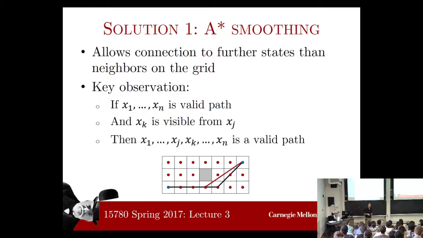then x1 to xj, then jumping to xk and continuing on the old path is still a valid path. So the idea is we can basically cut corners by saying, okay, we have this path, but now it's doing these twists and turns. Maybe you can just take a shortcut and make it shorter than before. It's a very simple idea, and the idea would be, let's do this as a post-processing step. So we run A star, we get the path, and then we check whether there are lines of sight that can actually make the path shorter.